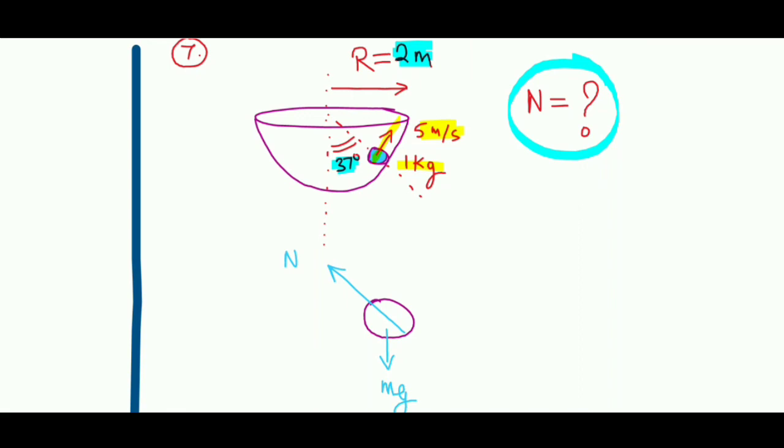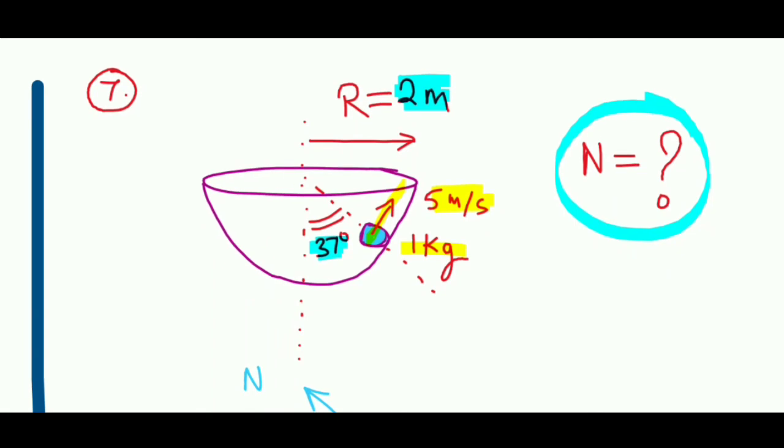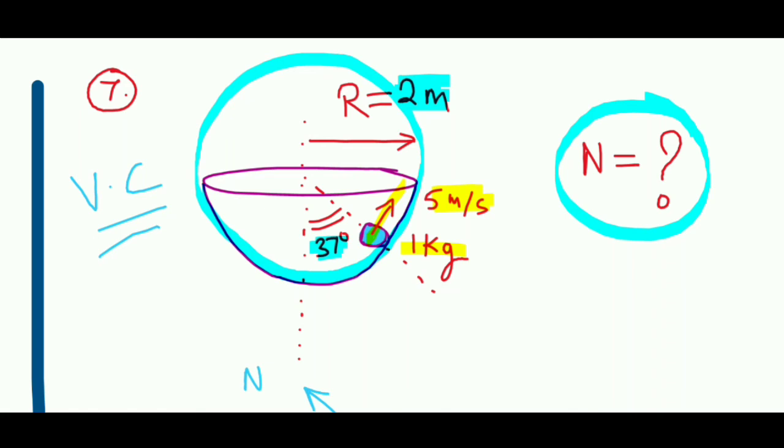In which direction should I mention the centrifugal force? In the direction opposite to the center of the circle. So try to imagine the circle first. The circle will look something like this. It's a vertical circle, right? If you imagine the circle in which this particle is moving, it will not complete the whole circle for sure, but it will look something like this, and this is a vertical circle.